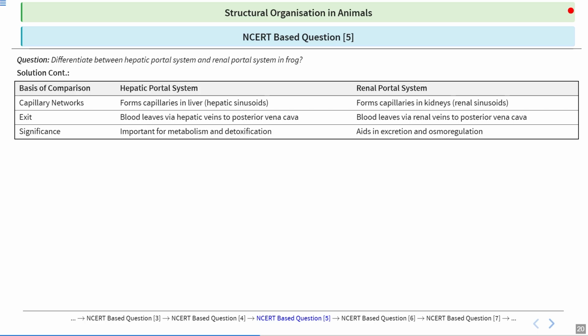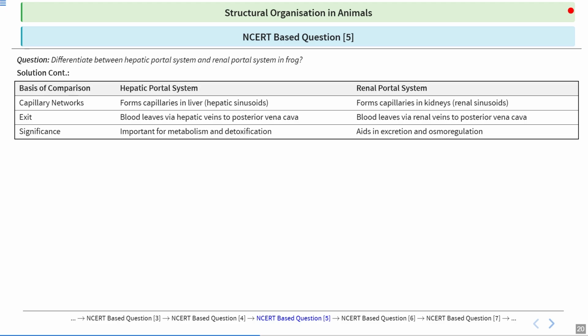Some other differences. Capillary network. Forms capillaries in the liver, the hepatic sinusoids. Okay. So you can think about that: once the vein enters inside the liver, it divides into minute capillaries, right? Similarly for the renal portal system, they form capillaries in the kidney. Exit. How do they exit? The blood leaves via the hepatic vein.